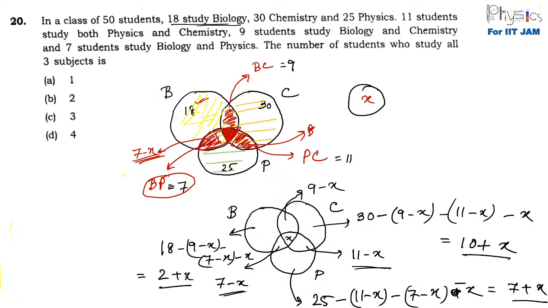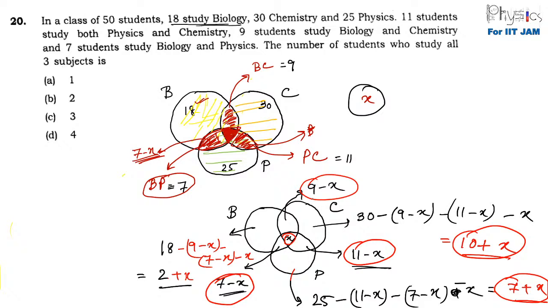So if we join each of them, I mean if we add this x with 7 minus x, 7 plus x, 11 minus x, 10 plus x, 9 minus x and 2 plus x, right? If we add all these, what we get? We get the total number of students, that is 50 students, right?